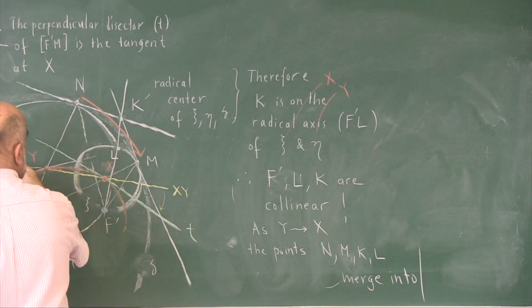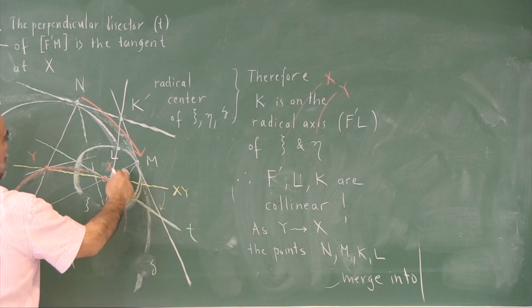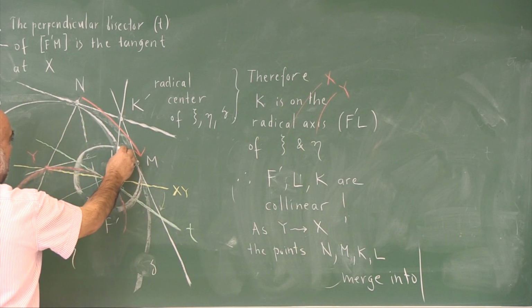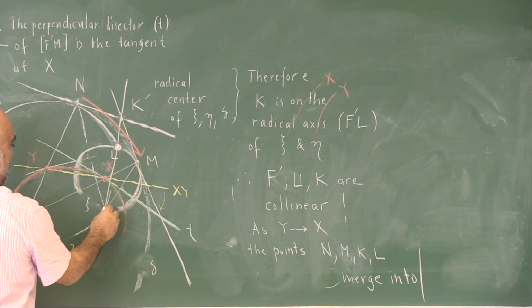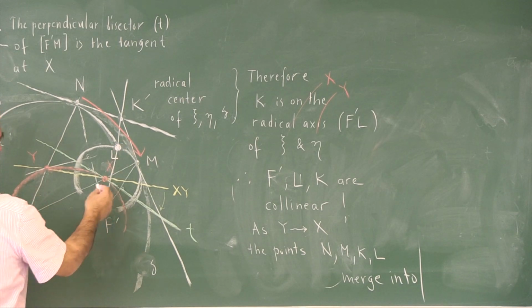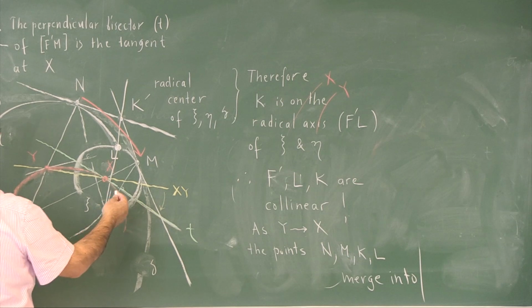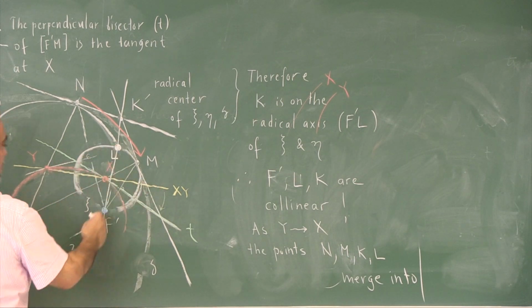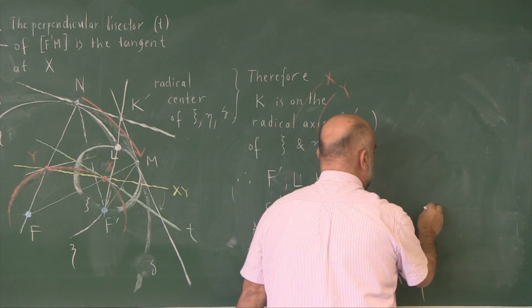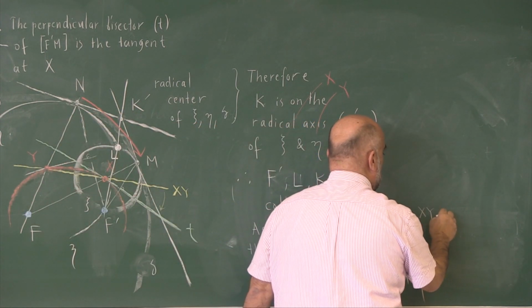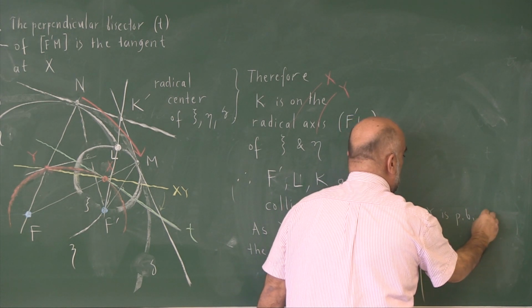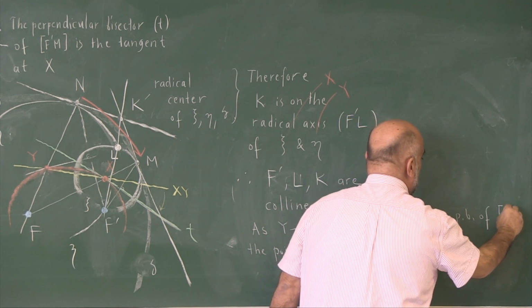XY is the line that joins the centers of psi and eta. F'L is the radical axis. Okay. Well, I don't need to say it's the common chord, but I know that XY is the perpendicular bisector of F'L. So XY is the perpendicular bisector of F'L.